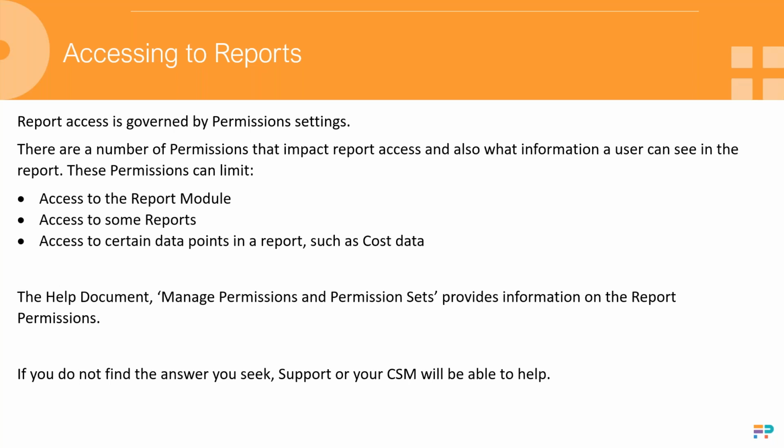And then the last one is a bit more nuanced, in the sense that a person can have access to a report, but there may be certain data points, such as cost data, in that report that, when they run it, if they don't have permission to view cost data, then instead of having the information in that particular column, it would just have a note that they're not able to access or view that particular data.